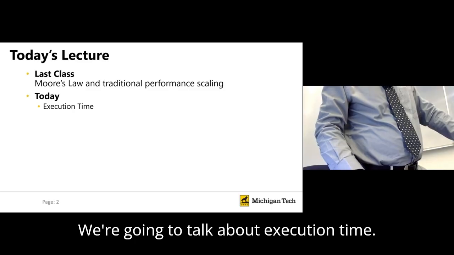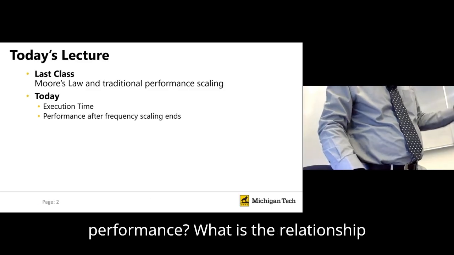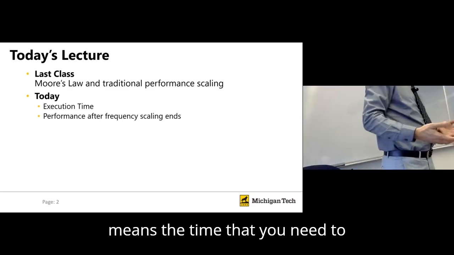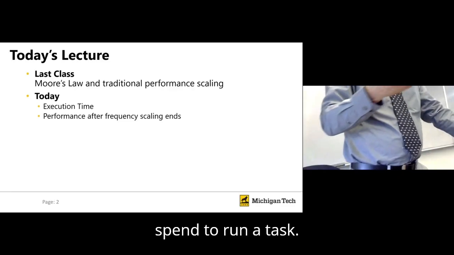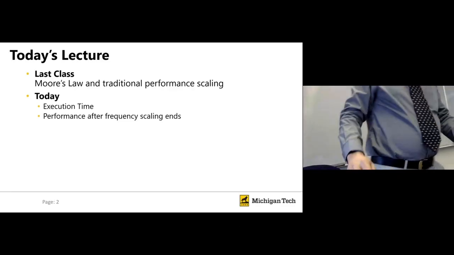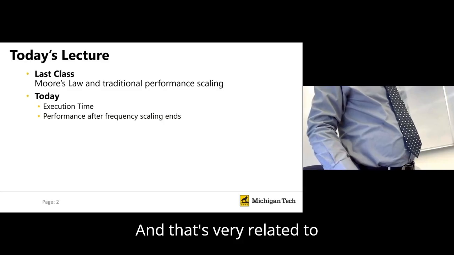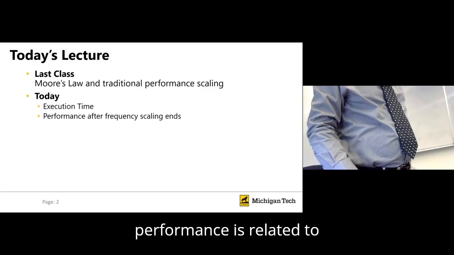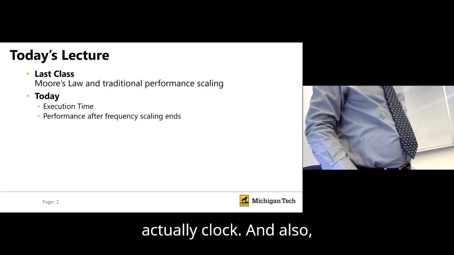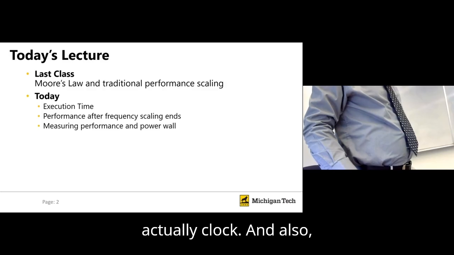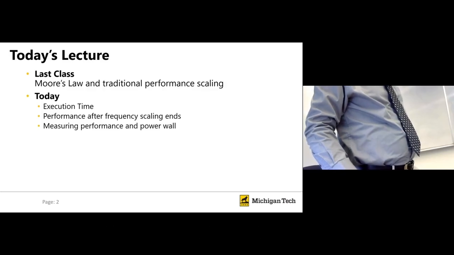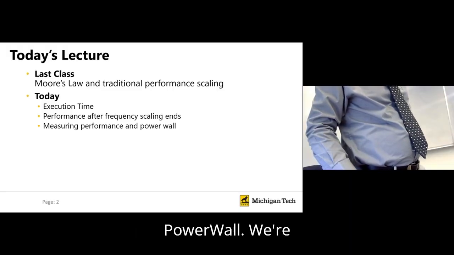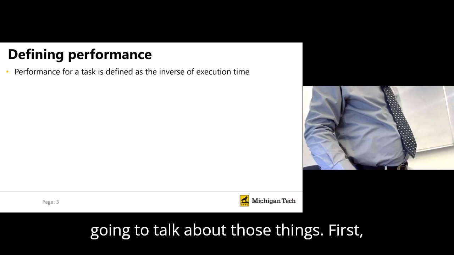We're going to talk about execution time. What is execution time? What is performance? What is the relationship between them? Execution time means the time that you need to spend to run a task. And that's very related to performance, and how performance is related to the clock. And also we're going to talk about how we can measure performance and what the power wall is. We're going to talk about those things.